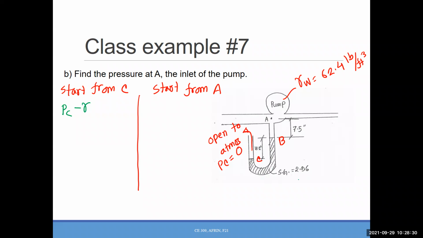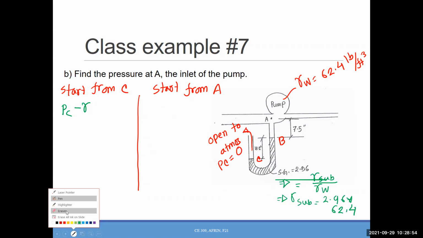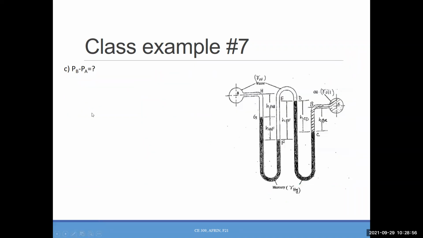I don't know the fluid here, so what I will do from this point is take this substance over gamma water. So gamma of this substance will be 2.96 multiplied with 62.4, right? Okay, so I will just write down gamma.